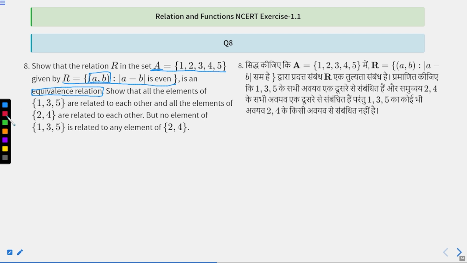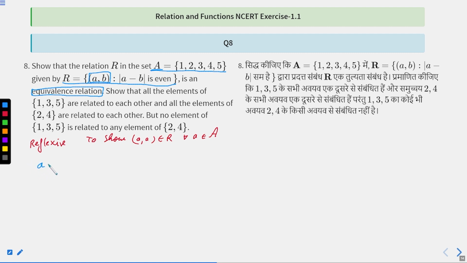To show that it is an equivalence relation, we need to show it is reflexive, symmetric as well as transitive. Let's show it. So for reflexive, what we need to show? To show (A, A) belongs to the relation R for every A belongs to the set A. Okay, now what does this mean?